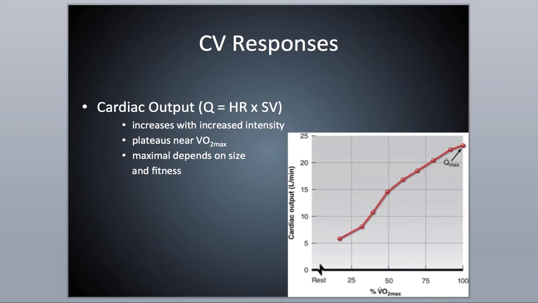And in fact, this is one of the limiting factors in determining how high your VO2 max really is, right? Because within that blood is going to be oxygen. And if we can't get the blood out very quickly, or at least a large amount of it per minute, then our VO2 max isn't going to be very high, because we're not going to be able to meet the demand of that high intensity. So the max of this is going to depend on the size and also your aerobic conditioning or fitness.